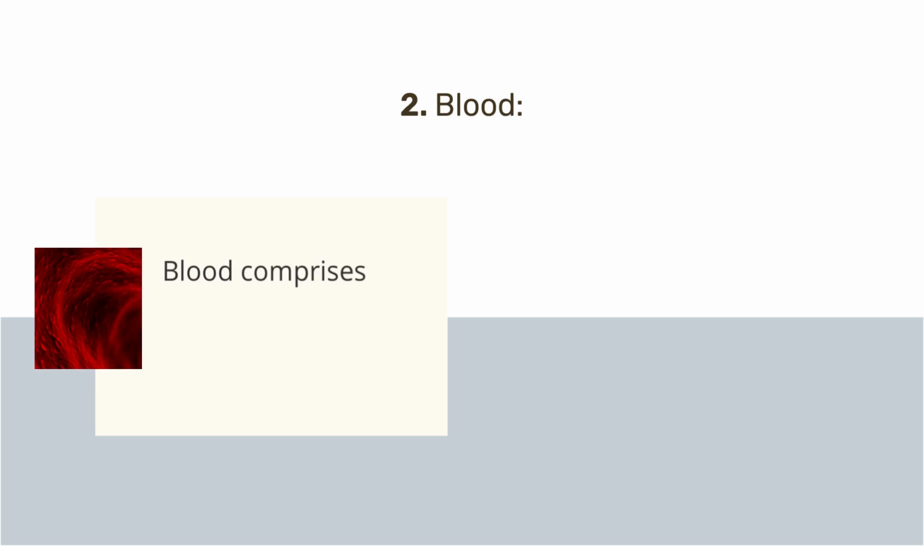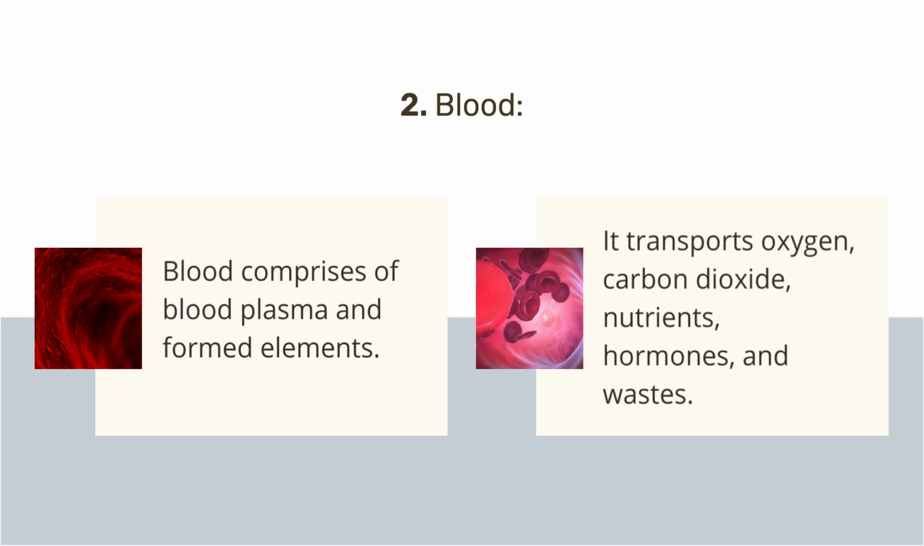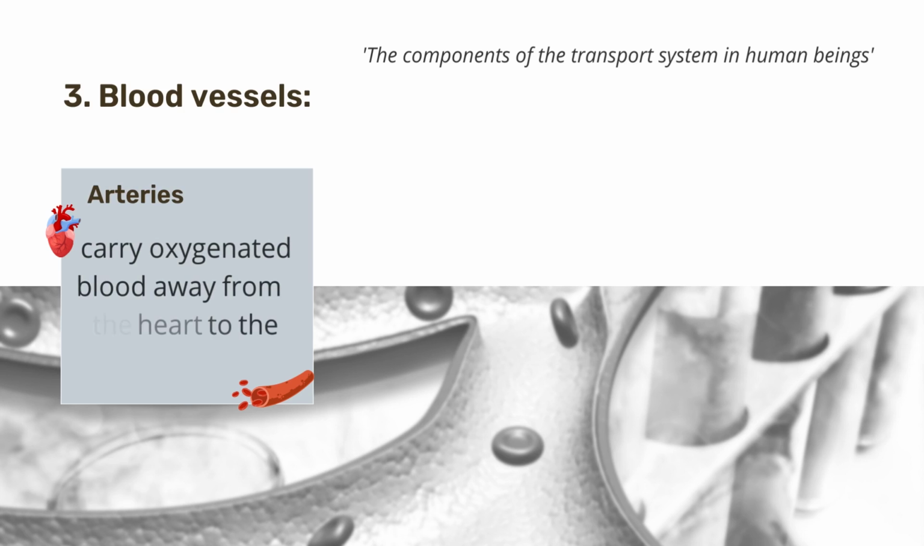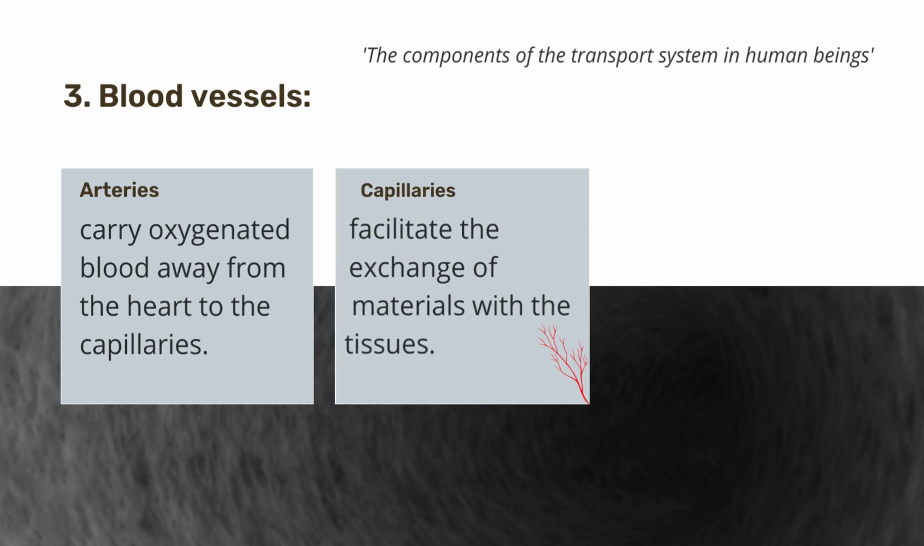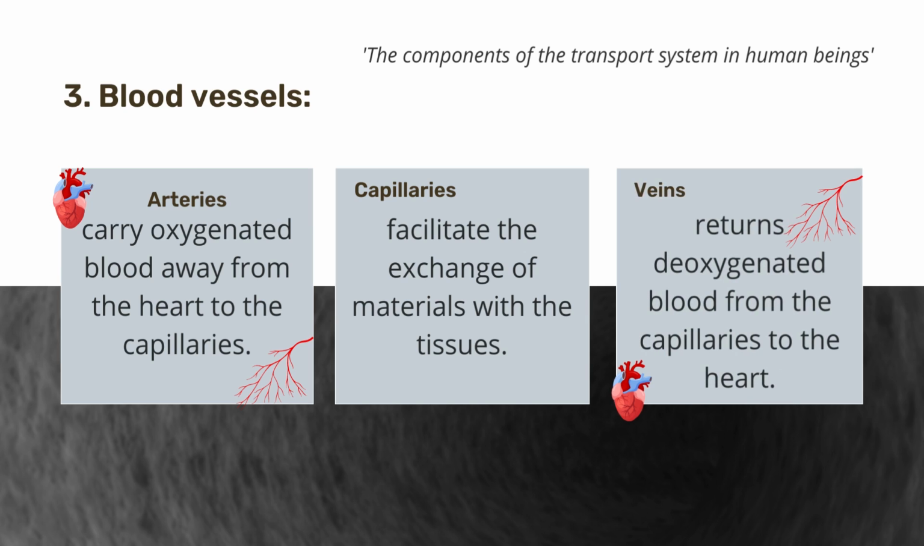Second is blood. Blood comprises blood plasma and formed elements. It transports oxygen, carbon dioxide, nutrients, hormones, waste, etc. Third is blood vessels, arteries. They carry oxygenated blood away from the heart to the capillaries. Capillaries facilitate the exchange of materials within the tissues, and veins return deoxygenated blood from the capillaries to the heart.